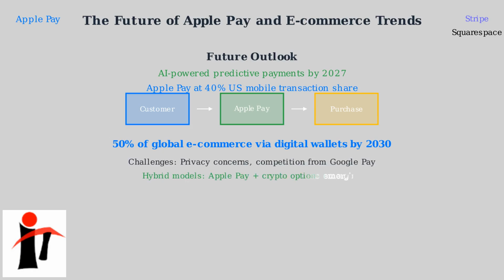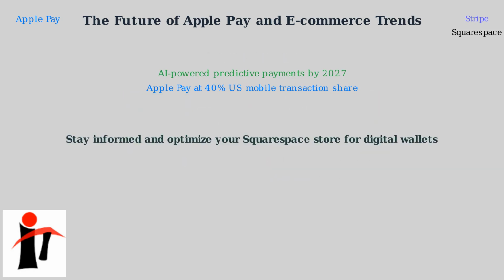However, challenges like privacy concerns and competition from Google Pay could impact growth. On the positive side, hybrid models combining Apple Pay with crypto options are emerging, with Stripe already testing support for stablecoins. To optimize your Squarespace store, stay informed about these trends and provide the best customer experience. Consider integrating hybrid payment options as they become available.